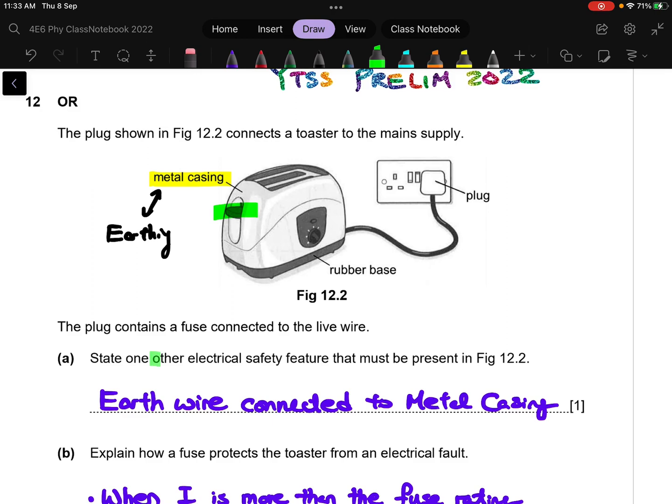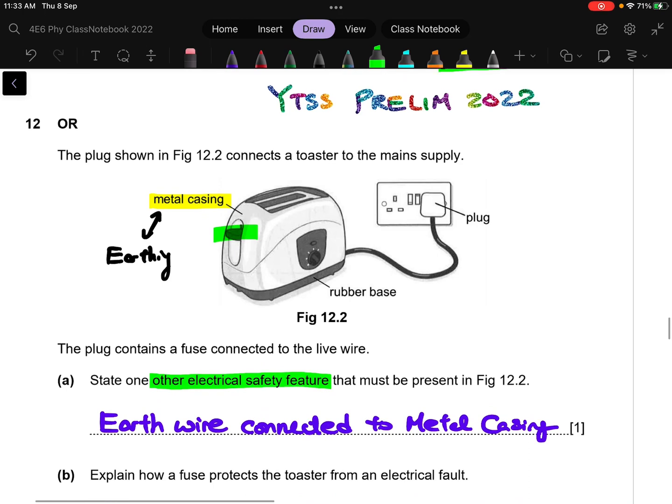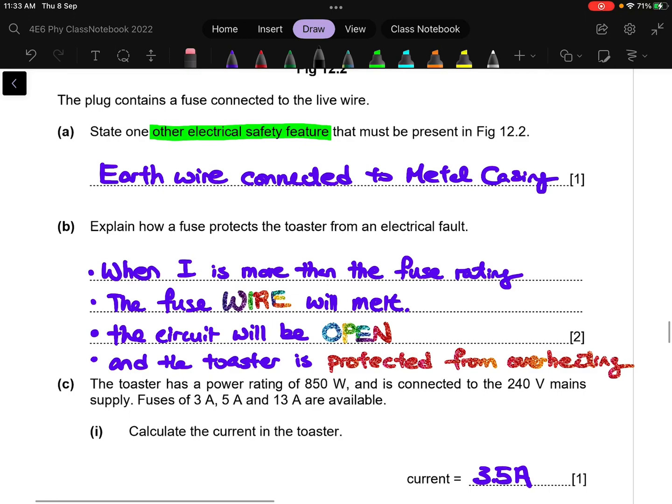So because of that, when you answer part A, state one other electrical feature that you see in figure 12.2, you cannot tell me it is the switch, right? I'm looking out for answers like the earth wire being connected to the metal casing. Now, some of you actually answer earth wire in the plug. Actually, the fuse is in the plug. So actually, if you want to look at the fuse, this is where the fuse is, right at the plug, right? The earth wire is not in the plug. The earth wire is connected from the casing through the cable to the earth terminal, which is this guy over here. Yeah.